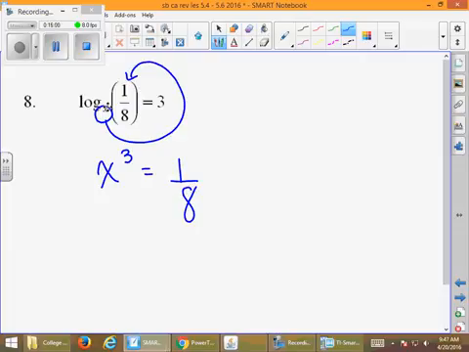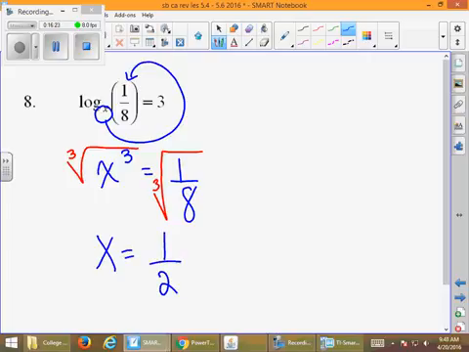Well, what's the opposite operation of cubing something? Cube root. So we're going to take the cube root of this on both sides. And when we take the cube root, you could type that in the calculator, but cube rooting and cubing, inverse operations, they give us x. And if you type that in, cube root of 1/8 is 1. Cube root of 1 is 1, cube root of 8 is 2.